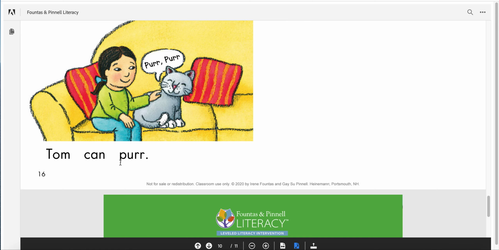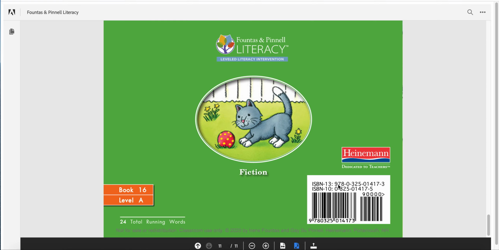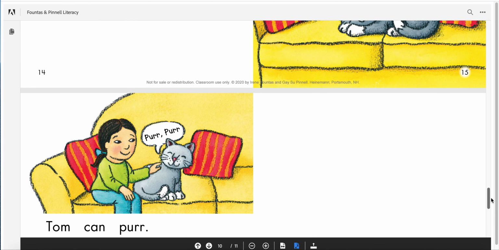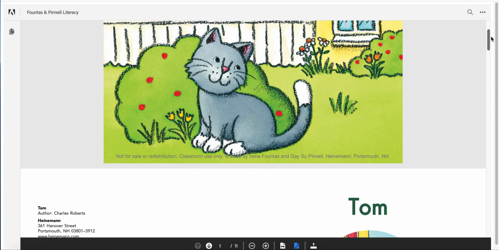Tom can purr. Think about what cats do when they're happy and you're touching them. Well, some cats, when you touch them and when they're happy, you can tell that he's smiling. And then this is called a speech bubble. If cats could speak, they would say purr, purr. So Tom can purr. This book is fiction. It is not real. You can tell by the pictures, although these things could actually happen in real life.